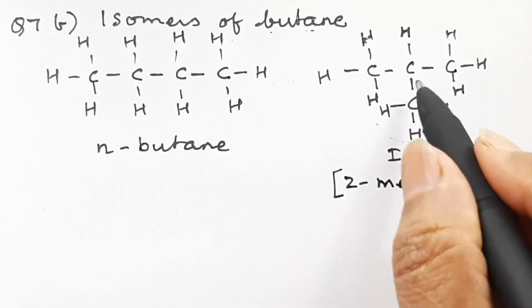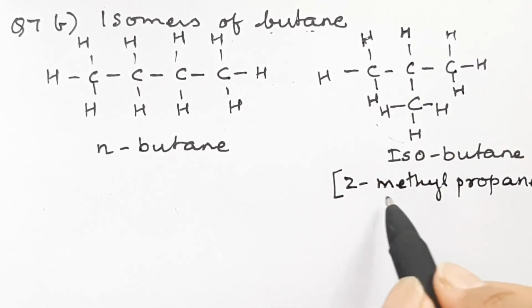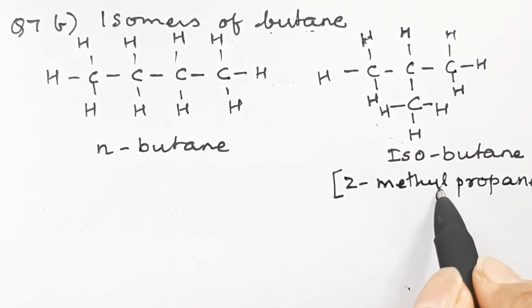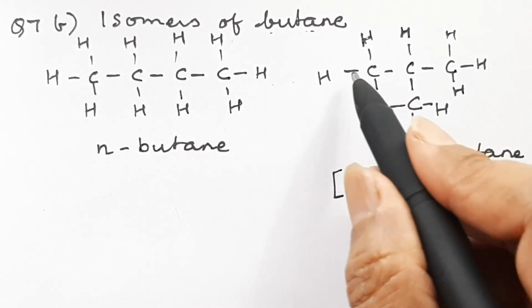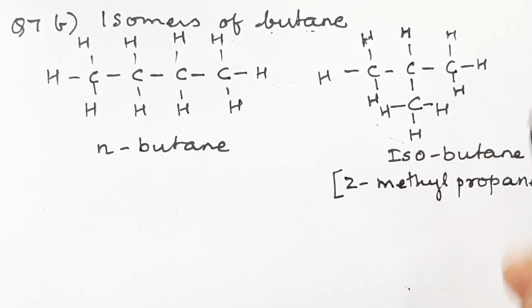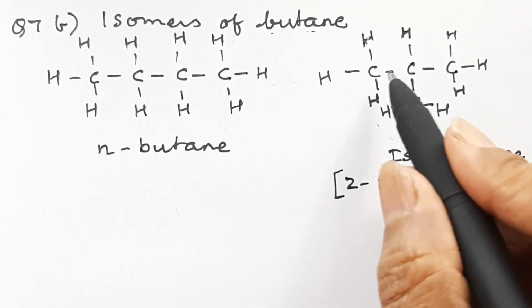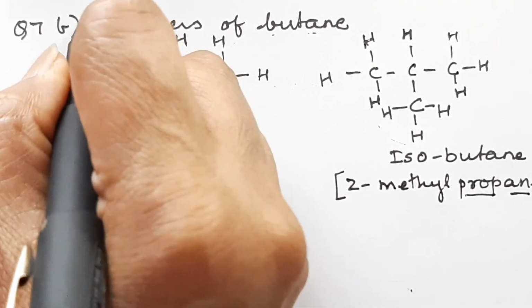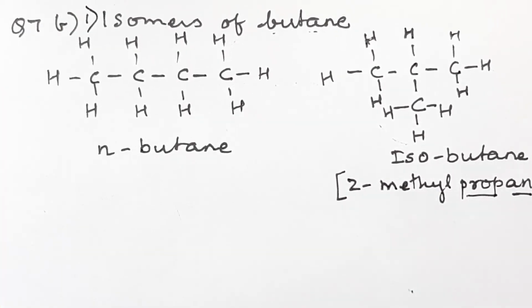Once again, second carbon has CH3 group which is methyl group. So 2 mentions the position of the methyl group and the longest chain has got 3 carbons. So it becomes prop and single bond means ane. All right, this is our first part. Let's come to the second part.